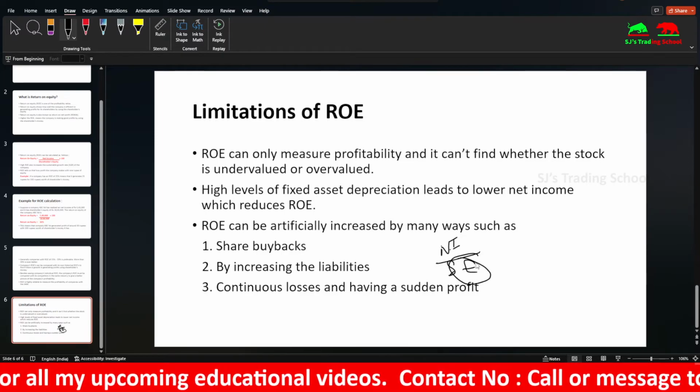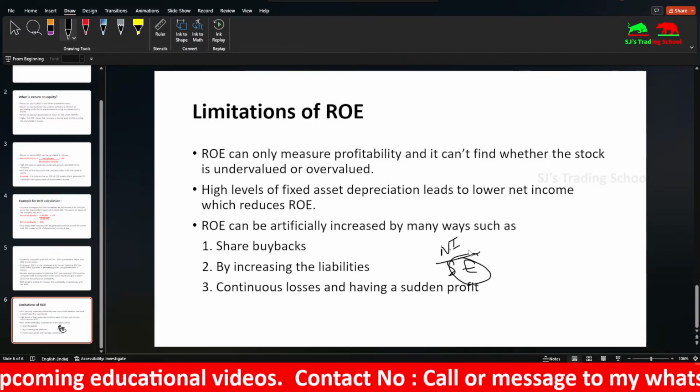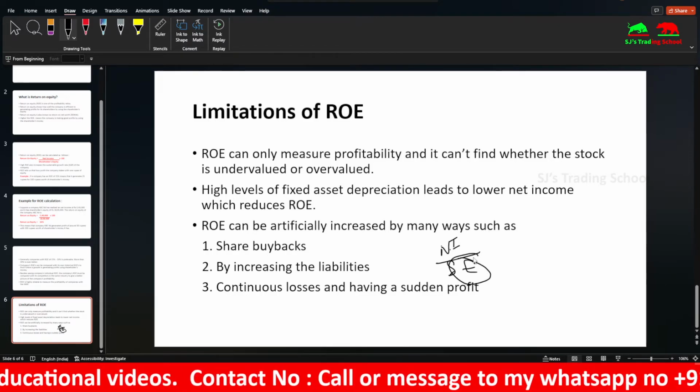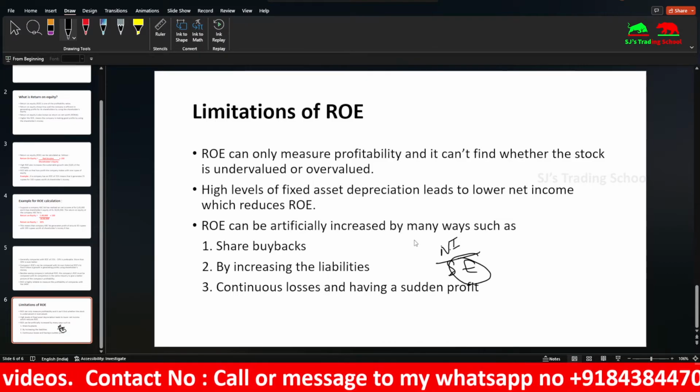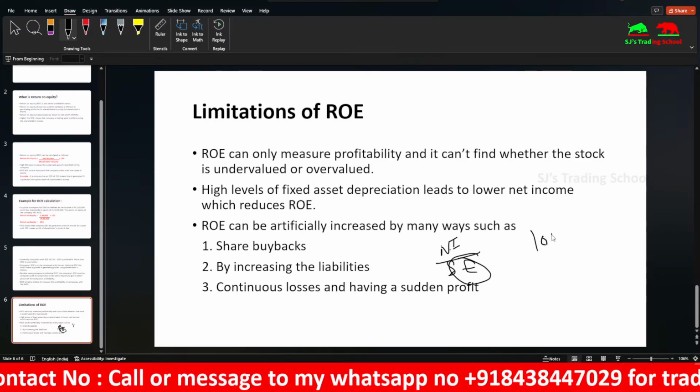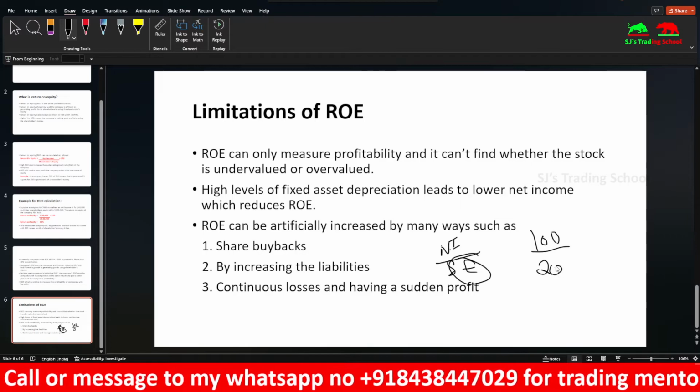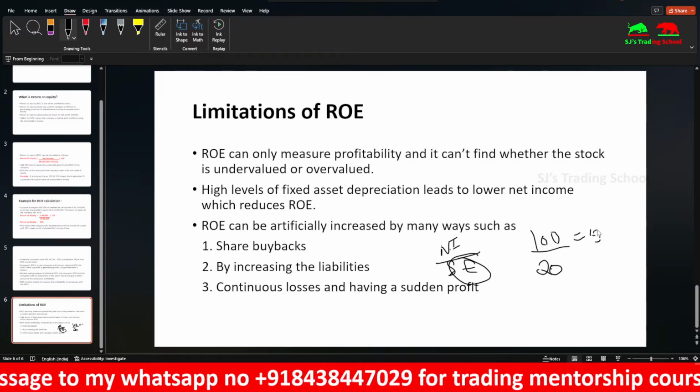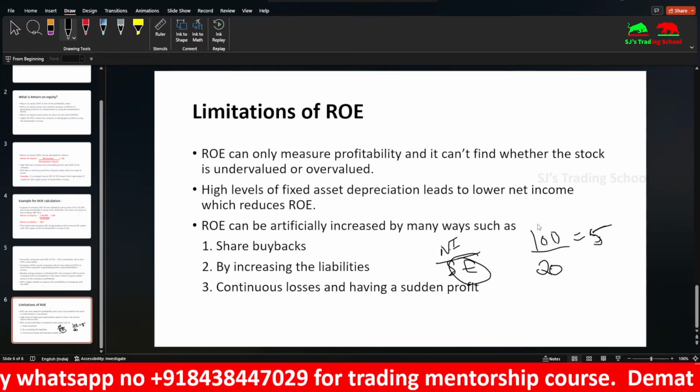So if the shareholders' equity is reduced, then the ROE is increased automatically. For example, there is 100 as the numerator and 20 as the denominator. This is 5. So the company has an ROE of 5. This is the natural thing.